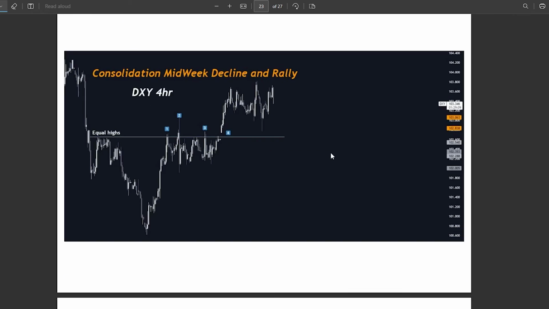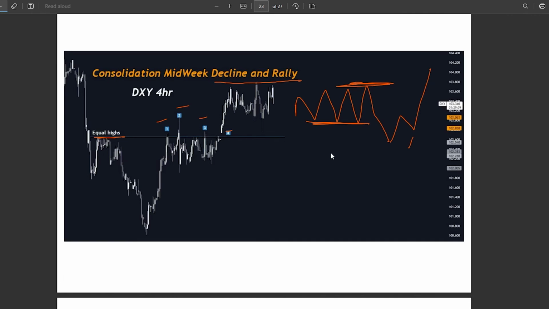Here you can see we had a consolidation, midweek, decline and rally profile. How did I know that? Because these equal highs were tested once, twice, thrice, and the fourth time it broke out of these equal highs. Now what am I looking for after a breakout? After a breakout, I am looking for a lower time frame range to form, and then I am looking for a liquidity sweep of these lows and a closure back inside to long towards the highs of this lower time frame range.